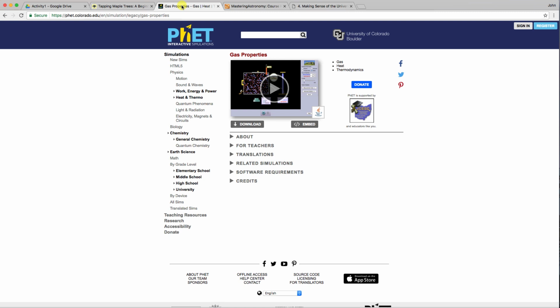And then there's another website. If you Google PhET interactive simulations, or just Google PhET, there are some good interactive simulations that are created by the University of Colorado through a grant. And these are Java.